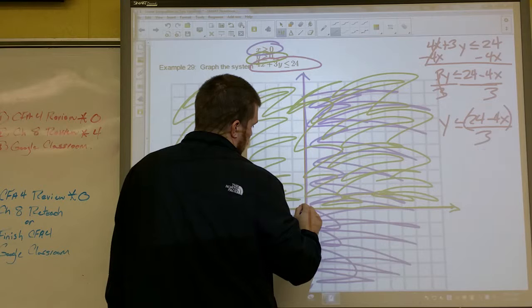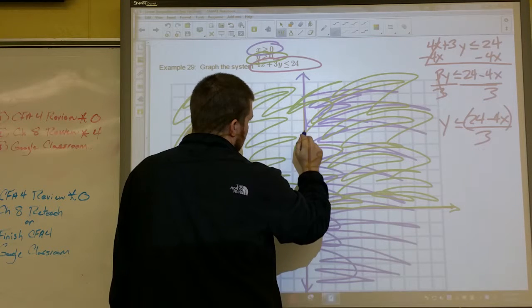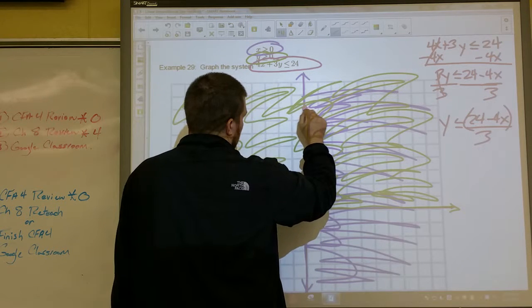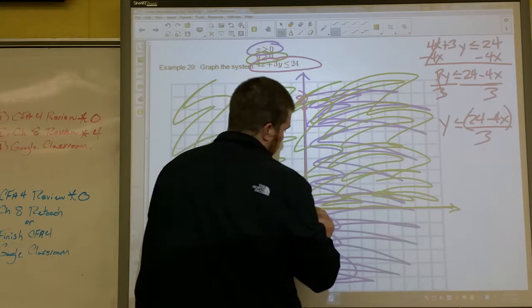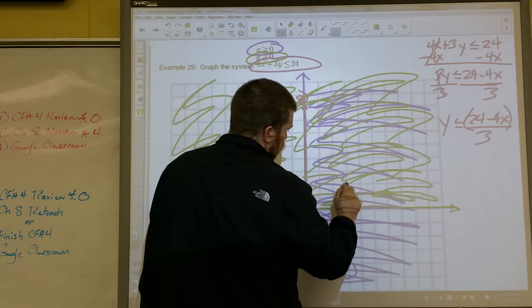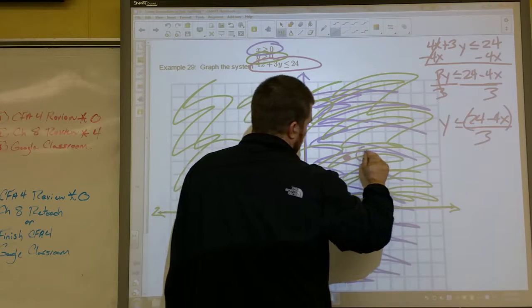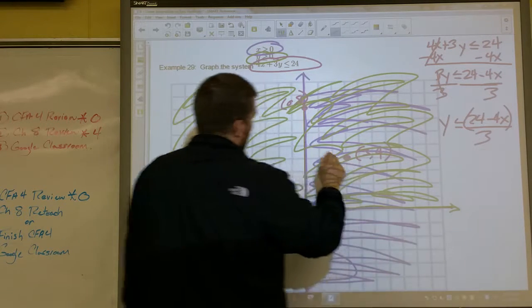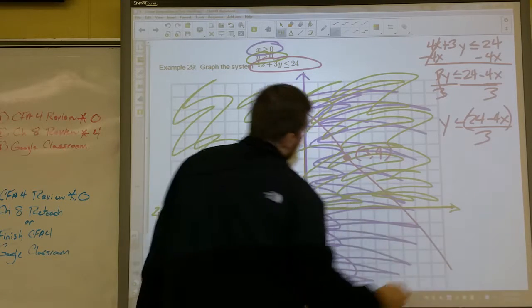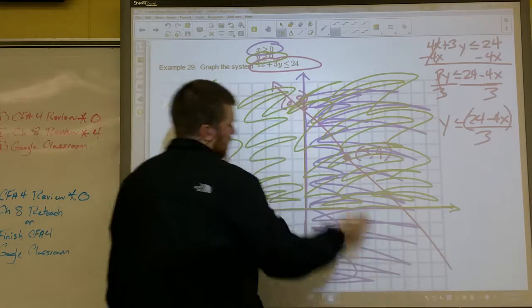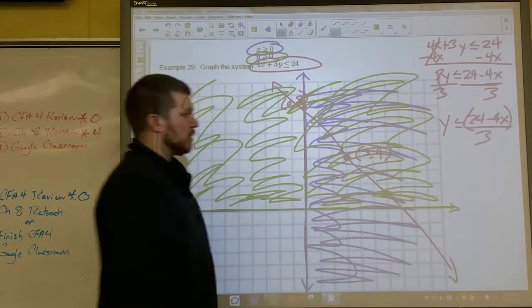So 0, 8: 1, 2, 3, 4, 5, 6, 7, 8. So 0, 8 is right here. And then I said 3, 4, so 1, 2, 3, 1, 2, 3, 4. Okay, and I know it's a solid boundary line, so I'm going to connect those two the best that I can. Kind of a curvy straight line, but again, for our purposes, it works all right.